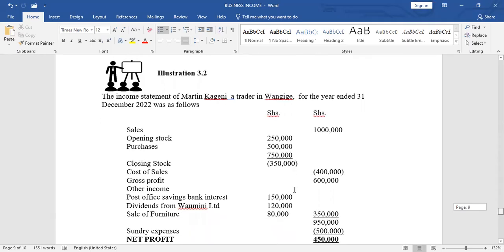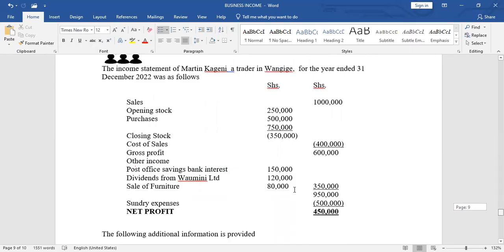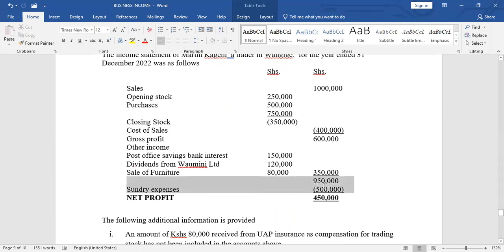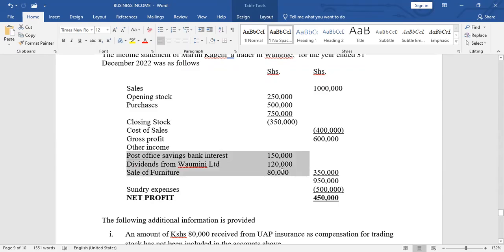We have a second illustration, study it carefully. These guys are reporting a profit of 450,000. But after incurring these expenses, sundry expenses of 500,000, and then their income is made of this. They have this other income made of those amounts.